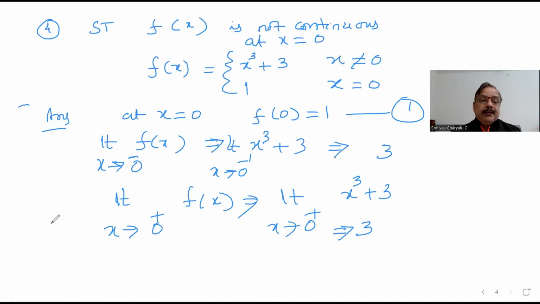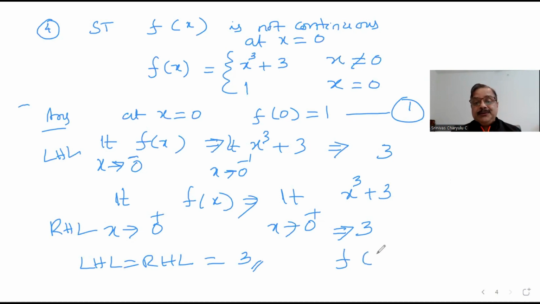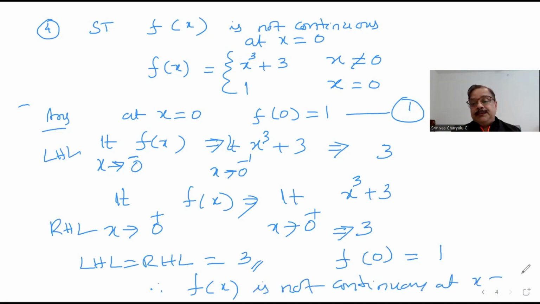So here what is happening for me? RHL and LHL both are equal. LHL is equal to RHL. Both are equal to 3. But the function value f of 0 is not 3, it is 1. Therefore, f of x is not continuous at x is equal to 0. Understanding, no? So clearly see. Whenever x is not equal to 0, they said it is equal to x cube plus 3. Whenever it is 0, it is equal to 1. So when you are taking the limits from the left hand side and right hand side, you must use this equation. When x is equal to 0, we should take this numerical value 1. Since all three are not the same, the function is discontinuous. So hope you followed this.